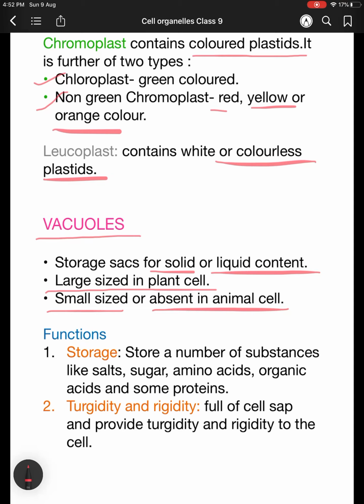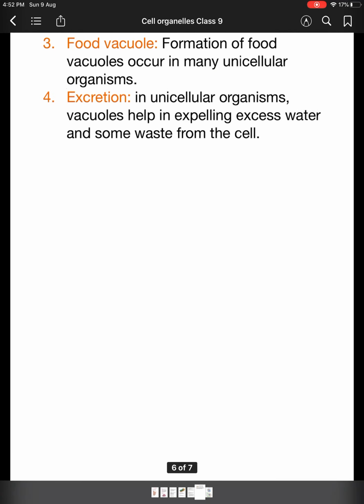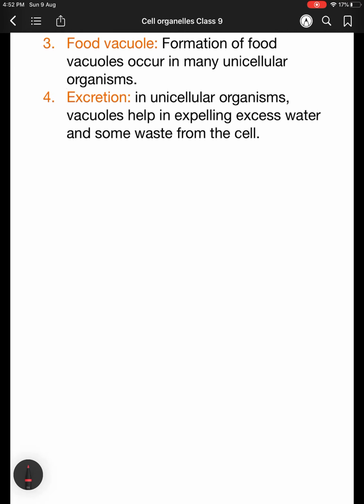First one is they store a number of substances like salt, sugar, amino acids, organic acids and some proteins. Second one is they are full of cell sap and provide turgidity and rigidity to the cell. Third one is formation of food vacuoles occur in many unicellular organisms. Next function is in unicellular organisms, vacuoles help in expelling excess water and some waste from the cell.